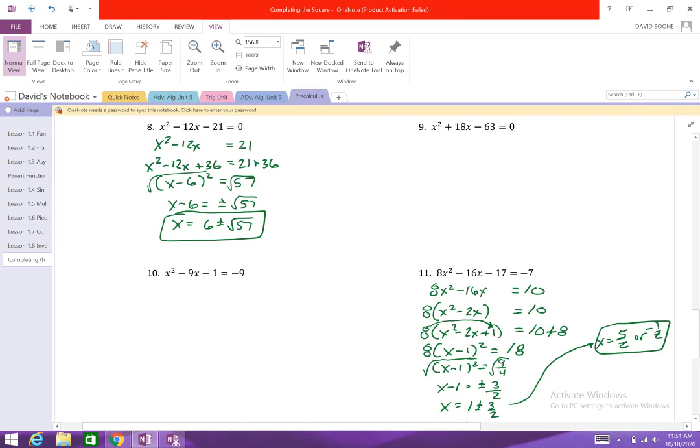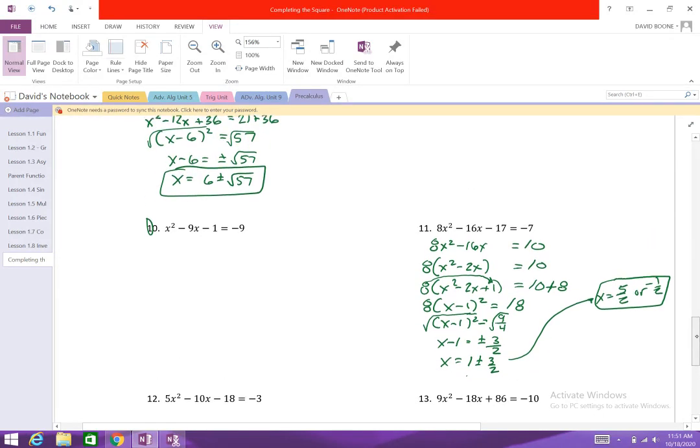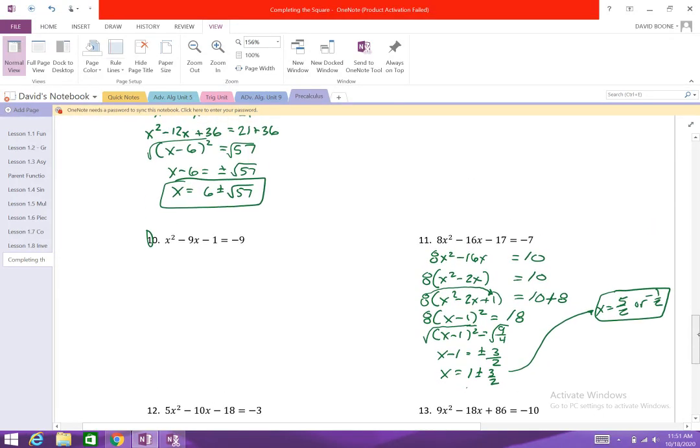Okay, so that's an example of each. These 9 and 10 are like number 8. They don't have a leading coefficient other than 1. 12 and 13 do have leading coefficients that are not 1. So those would be similar to number 11.